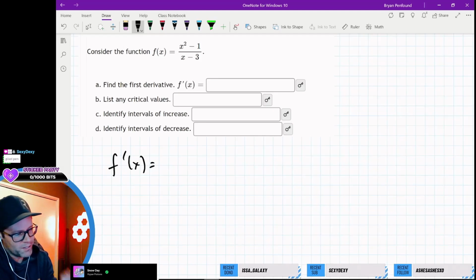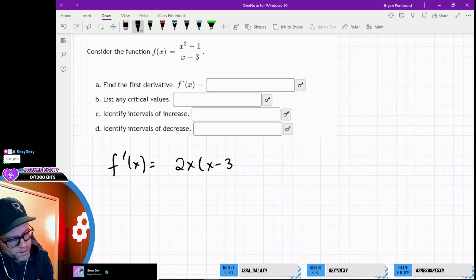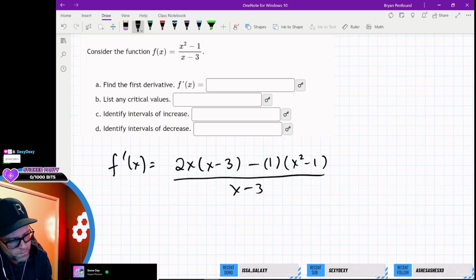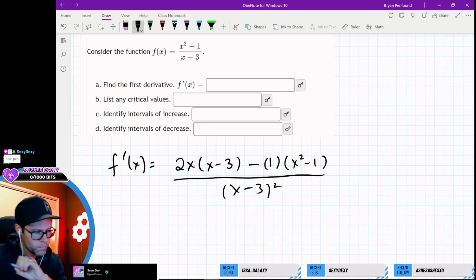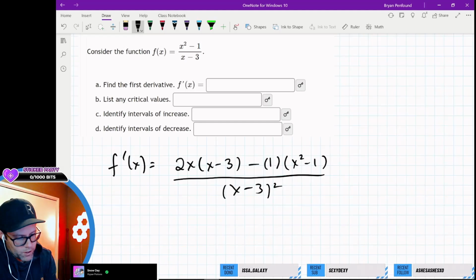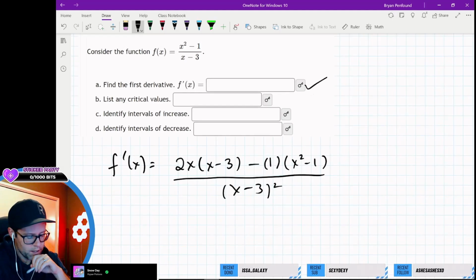Let's find the derivative. So the derivative of our numerator times the denominator minus the derivative of the denominator times the numerator, all over the denominator squared. Bam. That is our first derivative. So that's literally what I would just put right into that box.